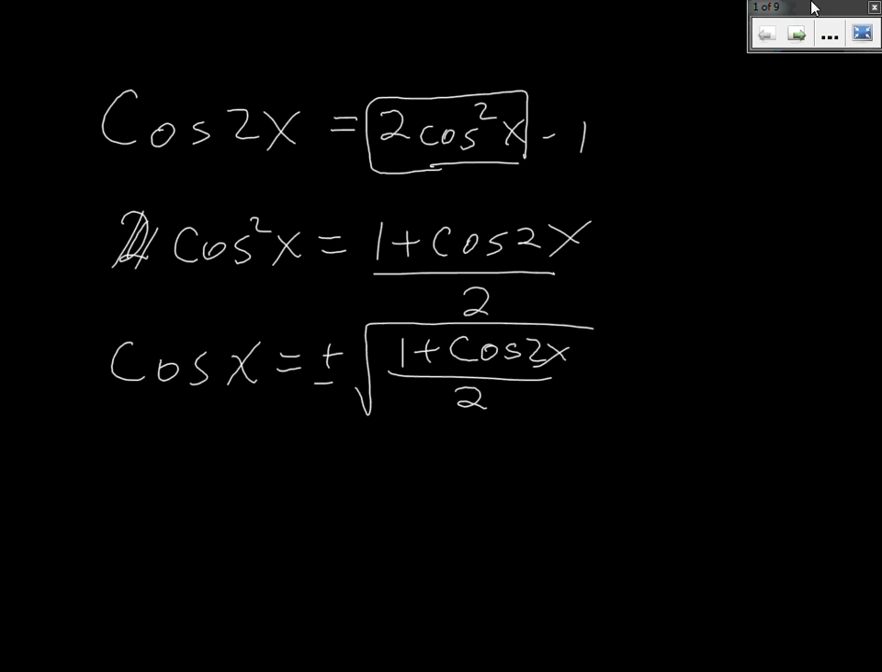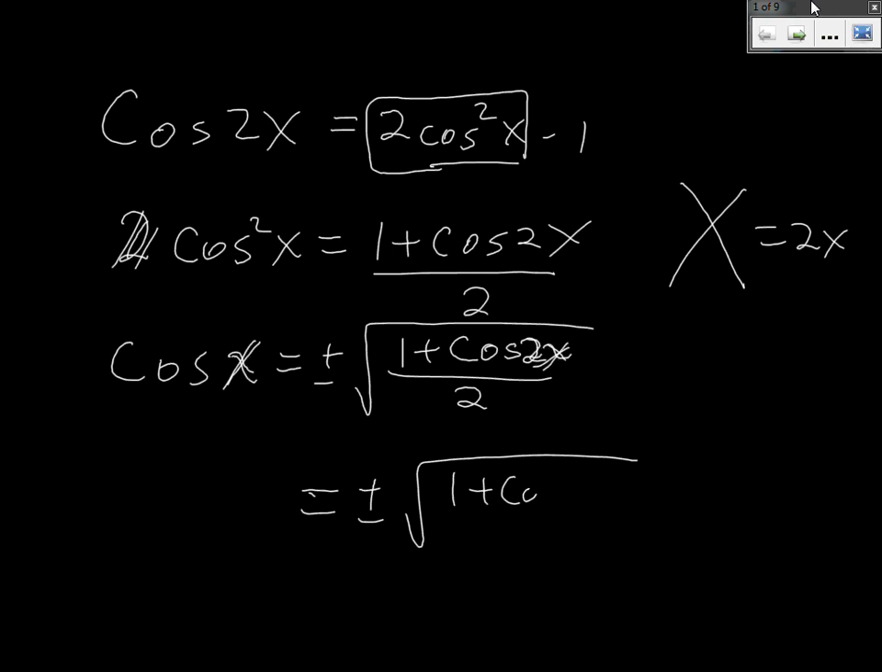Now, suppose this is angle x, and this is 2 times that same angle x. What if I say big X is equal to 2x? Okay, so over here, I have the square root of 1 plus cosine of 2 little x. Well, that's just big X over 2. And on the left side, I have the cosine of little x. Well, if I divide both sides by 2, I find that little x is big X over 2.